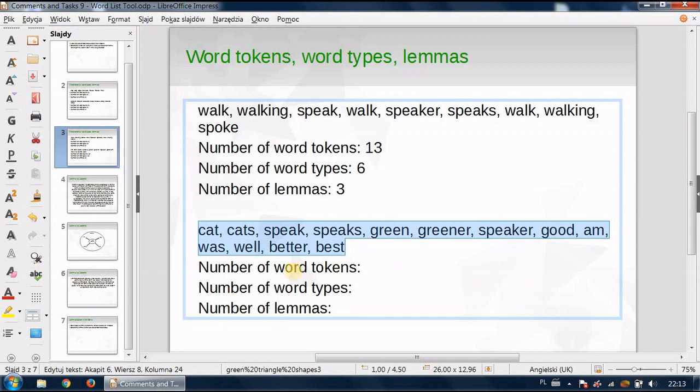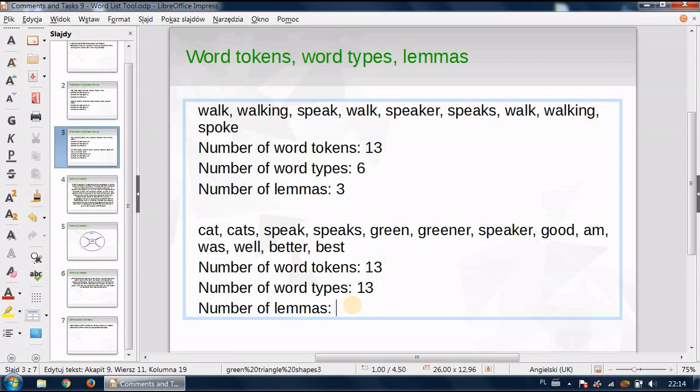Okay, now let me count it myself. Number of word tokens is 13. 1, 2, 3, 4, 5, 6, 7, 8, 9, 10, 11, 12, 13. And actually the number of word types is the same. It's 13 as well, because none of these words is repeated exactly in exactly the same form. So there are no repetition of word types either.